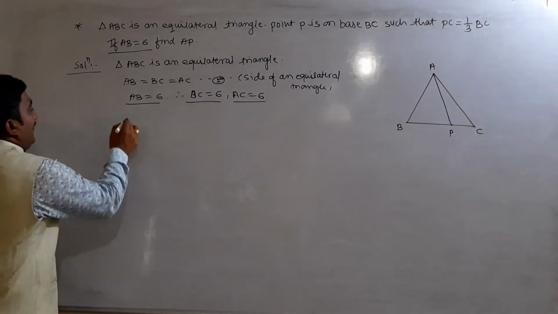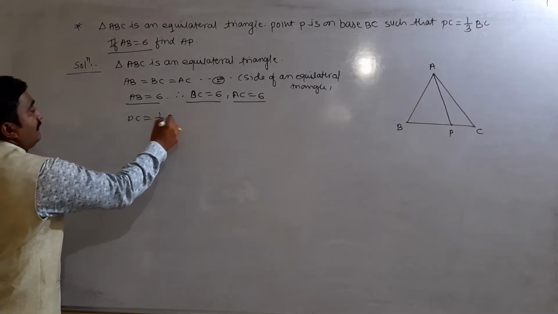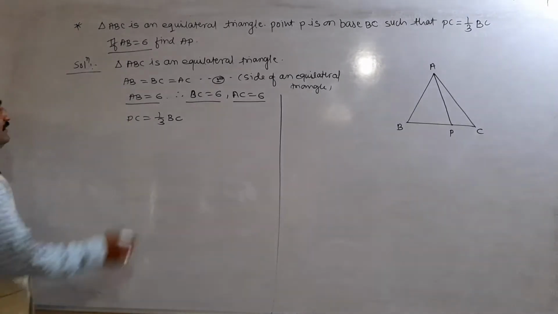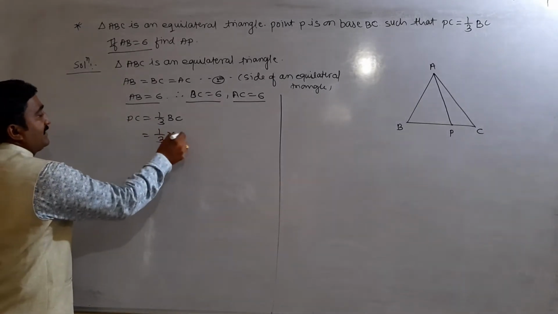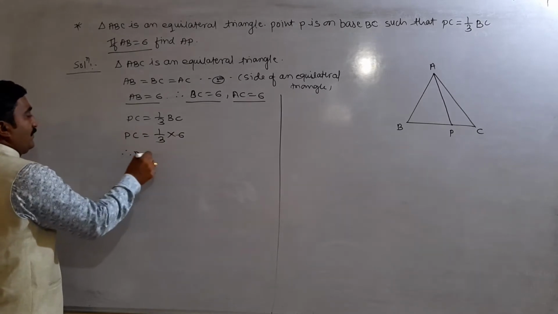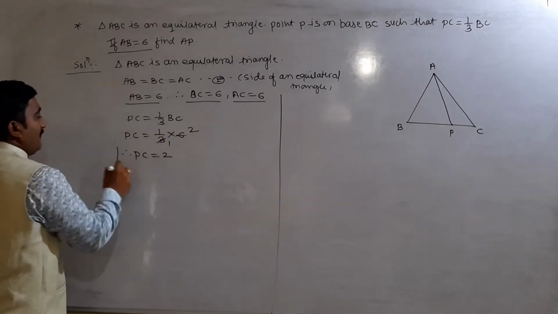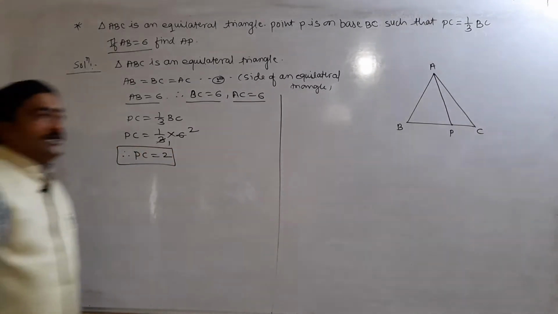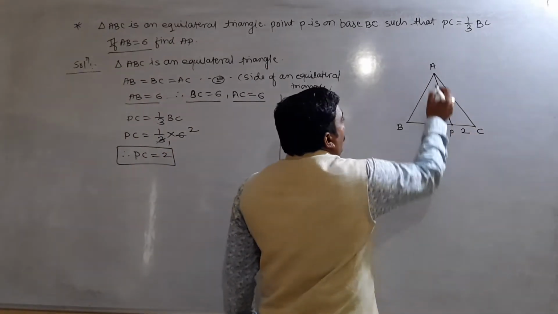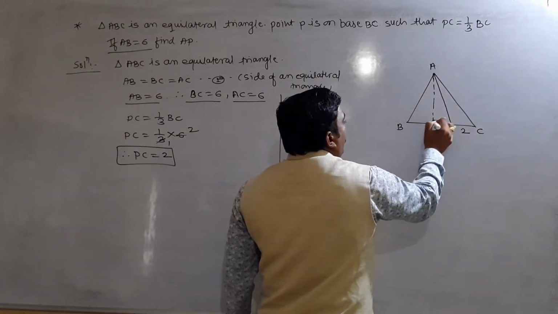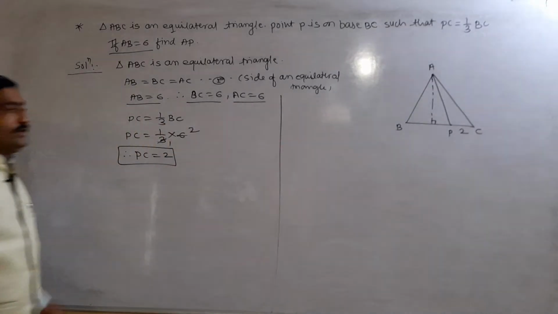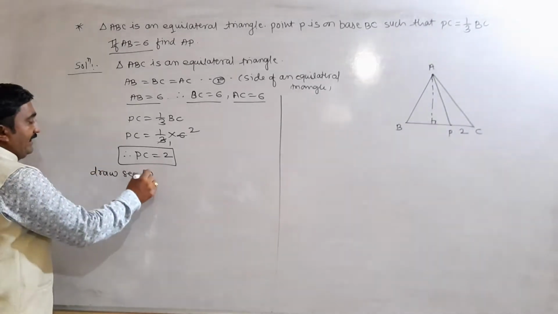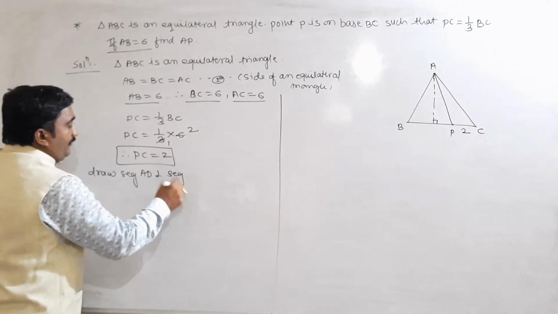We are given that PC is equal to 1 by 3 BC. So, 1 by 3 as it is, BC is 6. Therefore, PC is equal to 3 twos are 6, so PC is equal to 2. Then we can draw here a perpendicular to BC. PC is equal to 2. Then draw segment AD perpendicular to segment BC.